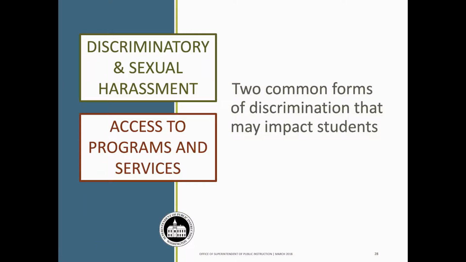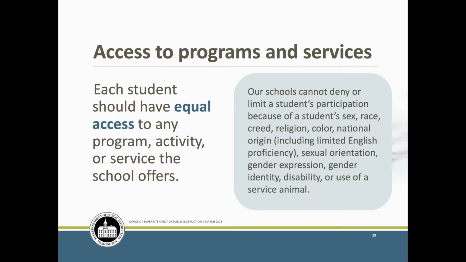In the beginning of the presentation, I shared that I would be focusing on two common types of discrimination that may impact students. Let's move on to discrimination in access to school programs, activities, and services. Each student must have equal access in any program, activity, or service the school offers. This includes academic programs, extracurricular activities, transportation, and athletics. We need to make sure our schools do not deny or limit any student's participation because of a student's sex, race, creed, religion, color, national origin, which includes a student's or parent's limited English proficiency, sexual orientation, gender expression, gender identity, disability, or use of a service animal.